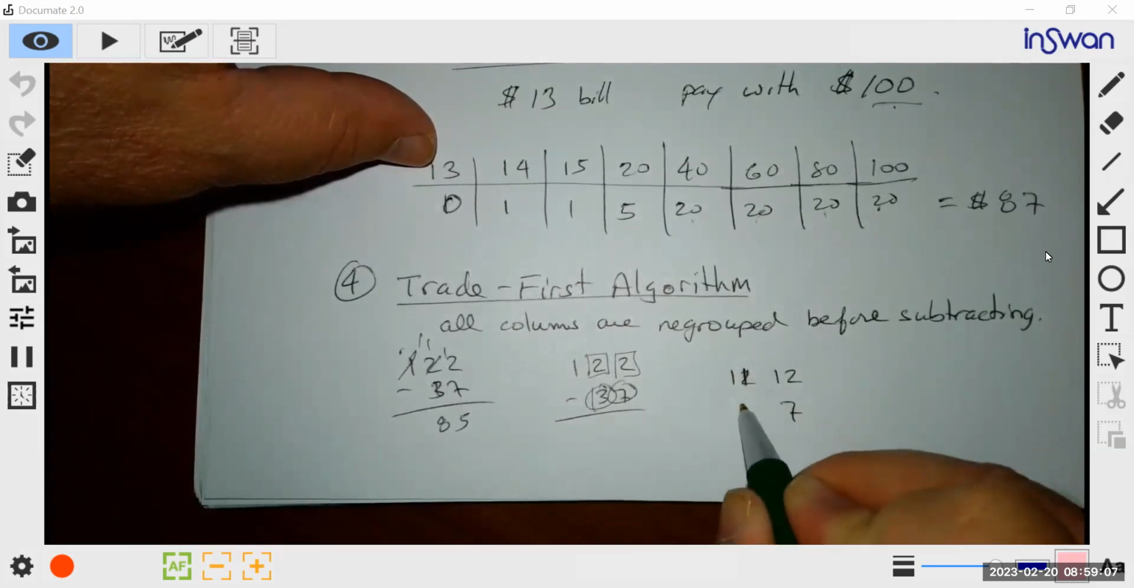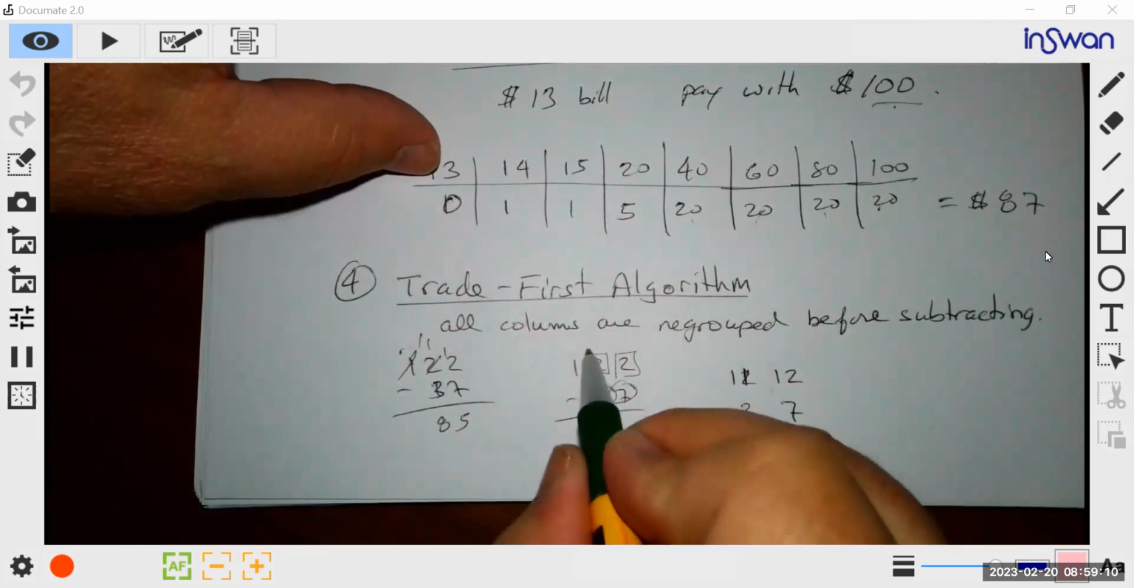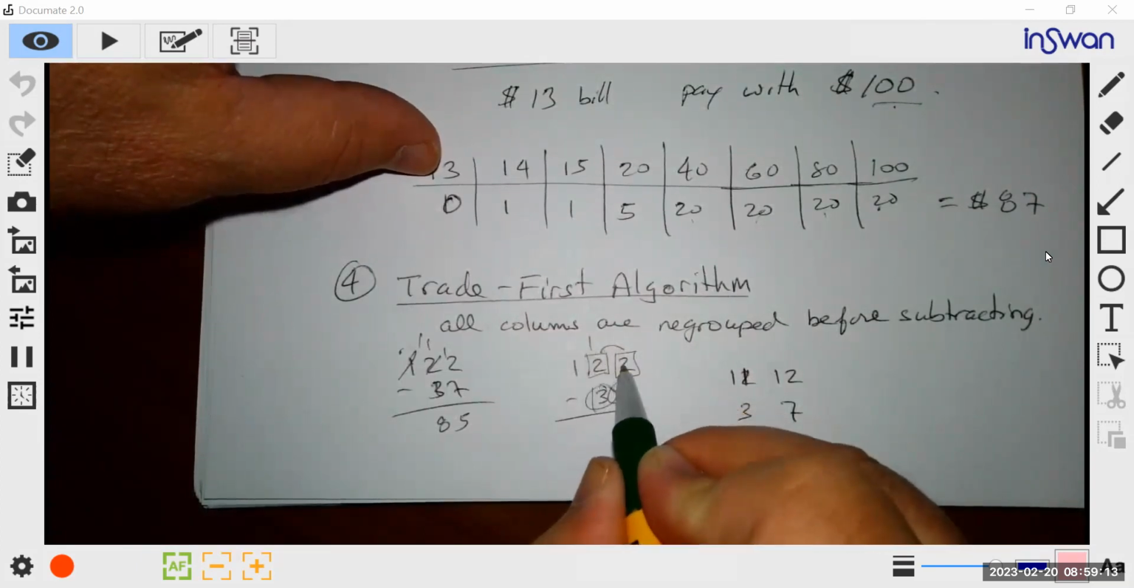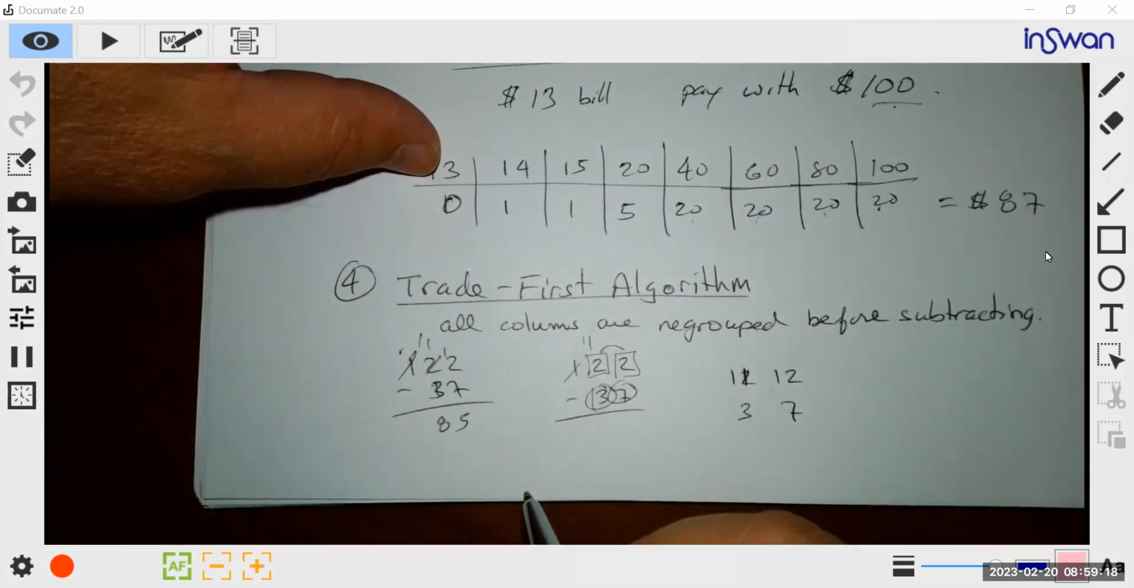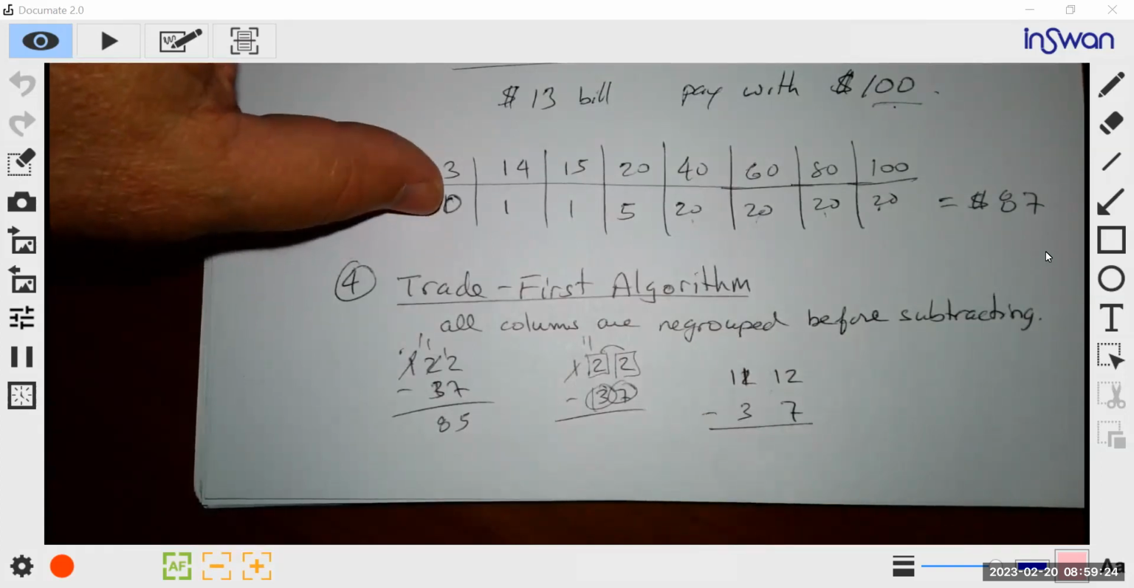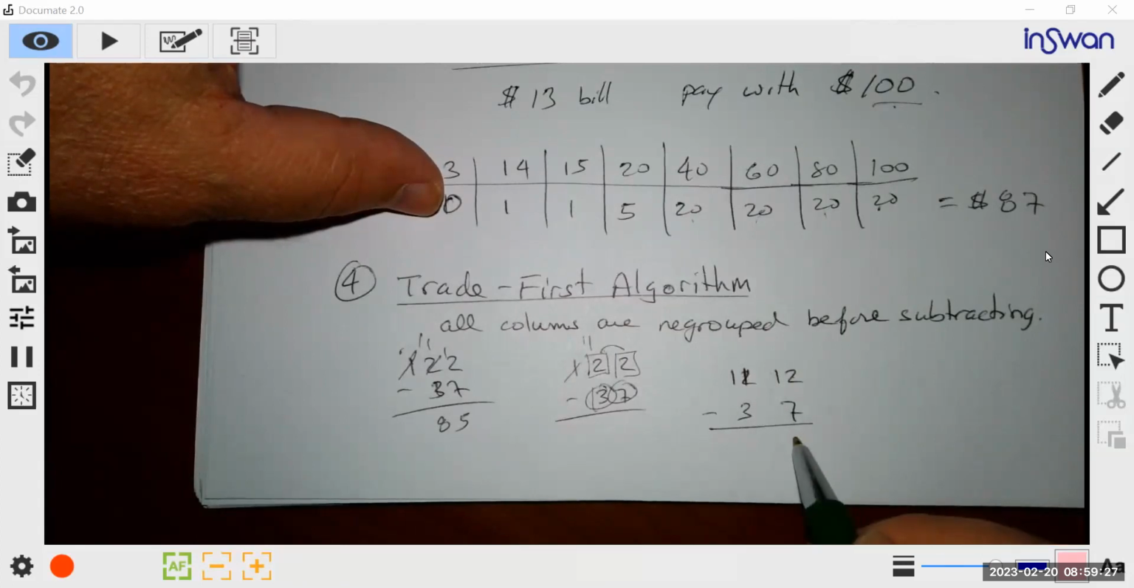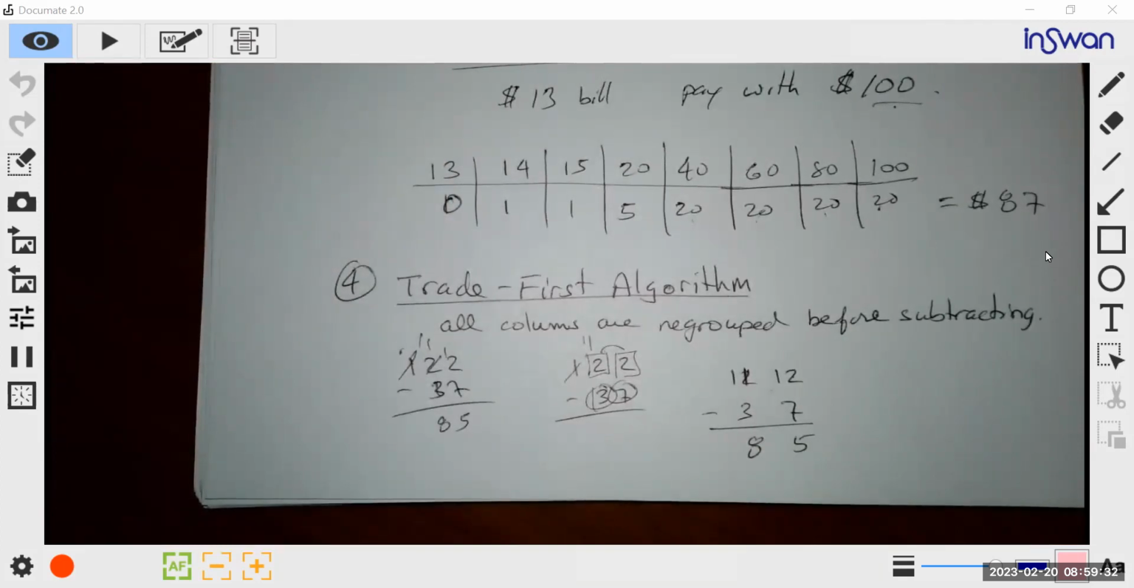So I borrow my 1 from there. The 10 from there makes it a 12. Borrow the 10 from here, make it 11. Now I subtract. 12 minus 7 is 5. 11 minus 3 is 8. So you take care of all that moving around first. So far, so good.